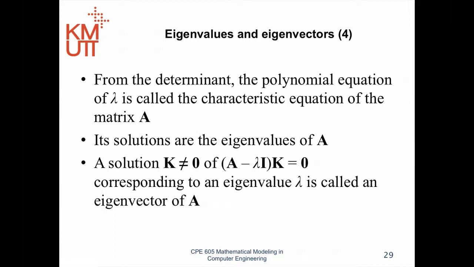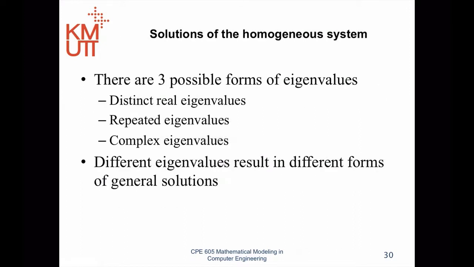And the solution k, which is not zero, of (A minus lambda I) k equals 0, corresponding to an eigenvalue lambda, is called an eigenvector of A. And each k corresponds to an eigenvalue lambda. The eigenvalues can take three possible forms. They can be distinct and real eigenvalues, repeated eigenvalues, or complex eigenvalues. We will look at these three different forms of eigenvalues and determine how that affects the form of the general solutions.